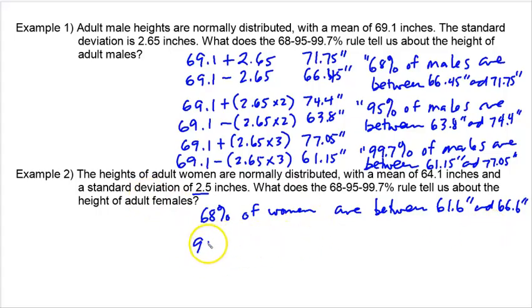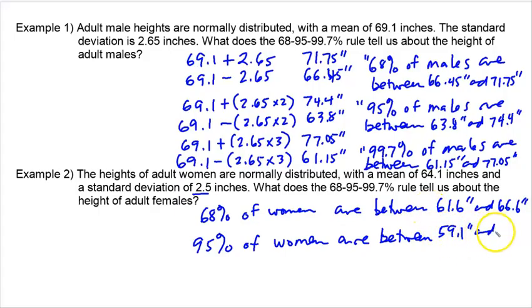And then the next set that's within 2 standard deviations of the mean, that would represent 95% of women. And so now you're doing 64.1 plus 2.5 times 2, it's just times 5 really, and then minus 2.5 times 2. So those two values representing that range would be 59.1 inches and 69.1.